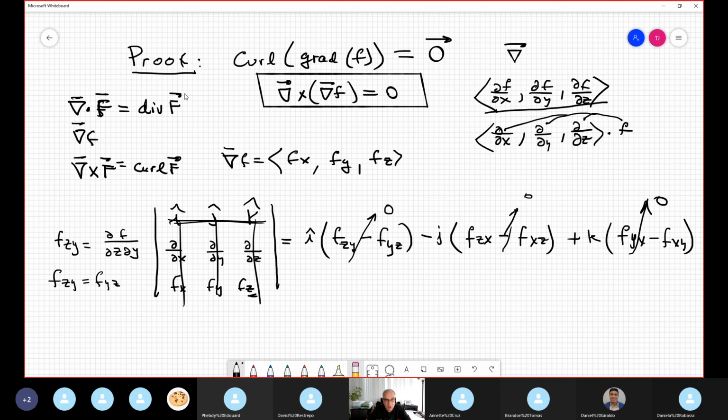So you have a function f, a scalar. When you compute the gradient, you obtain a new vector field. For sure this new vector field is conservative, with one potential function f. So when you compute the curl, it's obvious that it is zero because it's conservative.